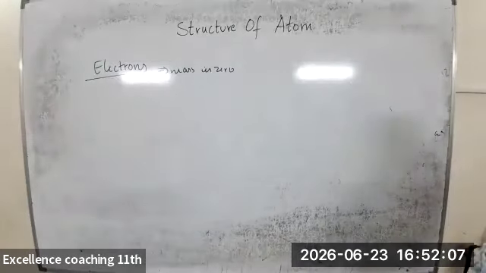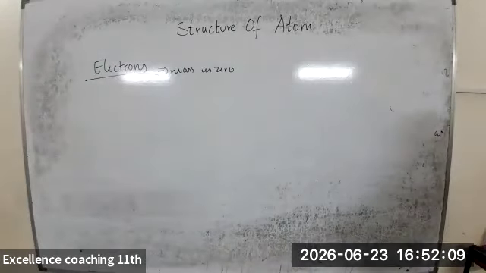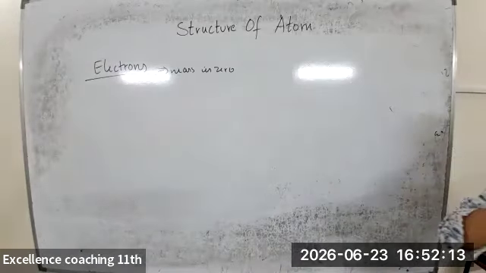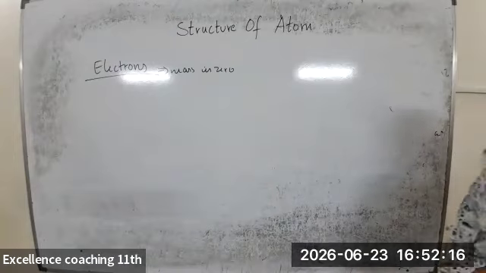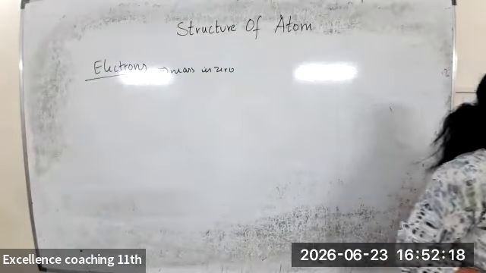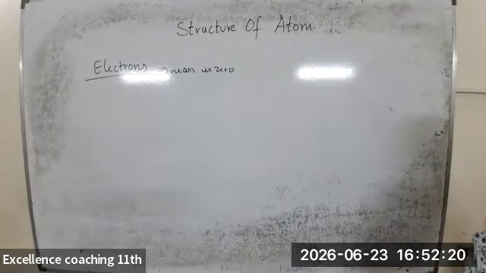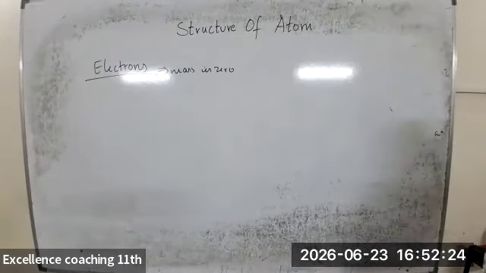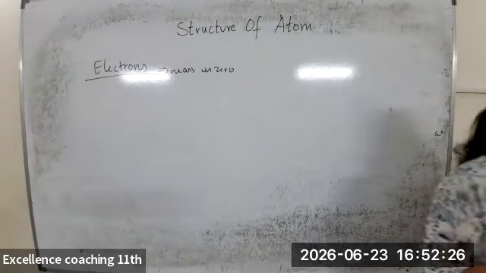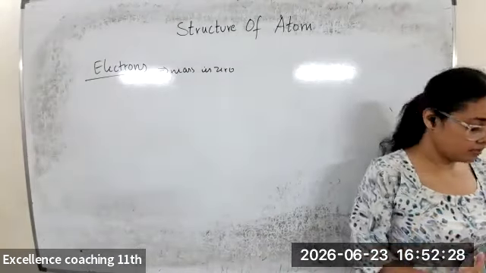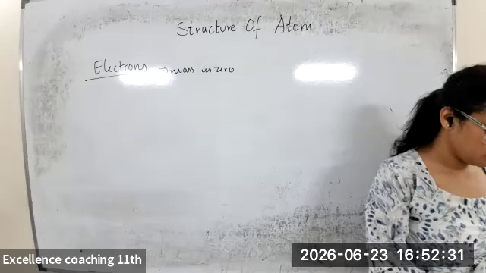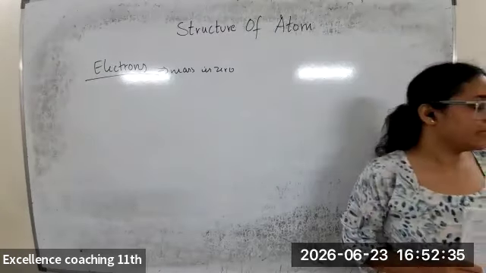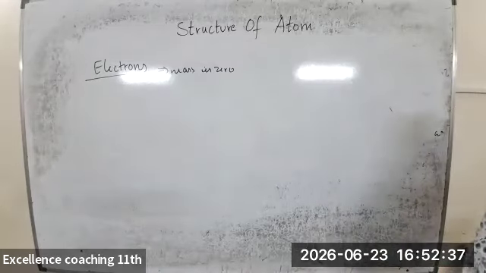Now speaking about protons. What are protons? Opposite compared to electrons, right? Protons are positively charged particles. And where are protons found? They are present inside the nucleus. What will be the mass? Mass of proton is 1, equivalent to 1.